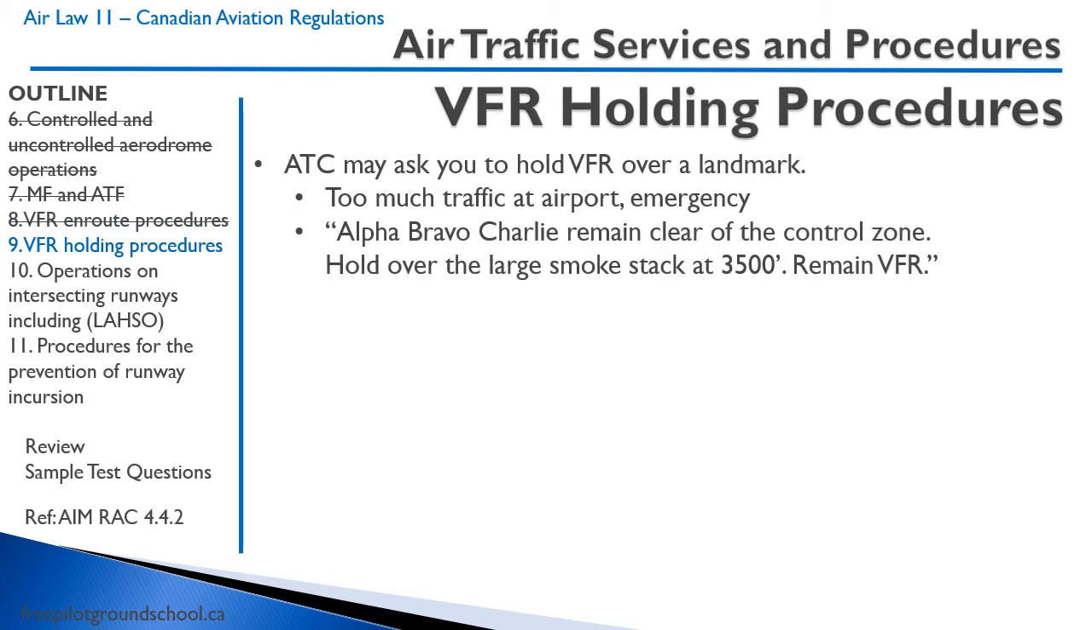Sometimes you might be flying into a controlled airport, and air traffic control may ask you to hold over a VFR landmark. This might be something that's commonly known. Sometimes there are, let's say, large smokestacks or a bridge or something like that. They might ask you to do this because there's too much traffic or an emergency, and they will say something like, Alpha Bravo Charlie, remain clear of the control zone. Hold over the large smokestack at 3,500 feet. Remain VFR.